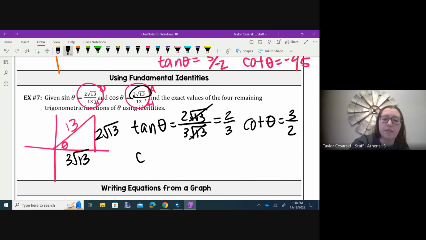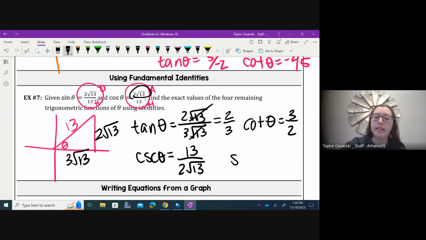All right, and then we have cosecant of theta. Okay, that is either the reciprocal of sine, or you can think about it as hypotenuse over opposite. So that would be 13 over 2 square root 13. And then secant is the reciprocal of cosine, or hypotenuse over adjacent. And that's what you get for that.